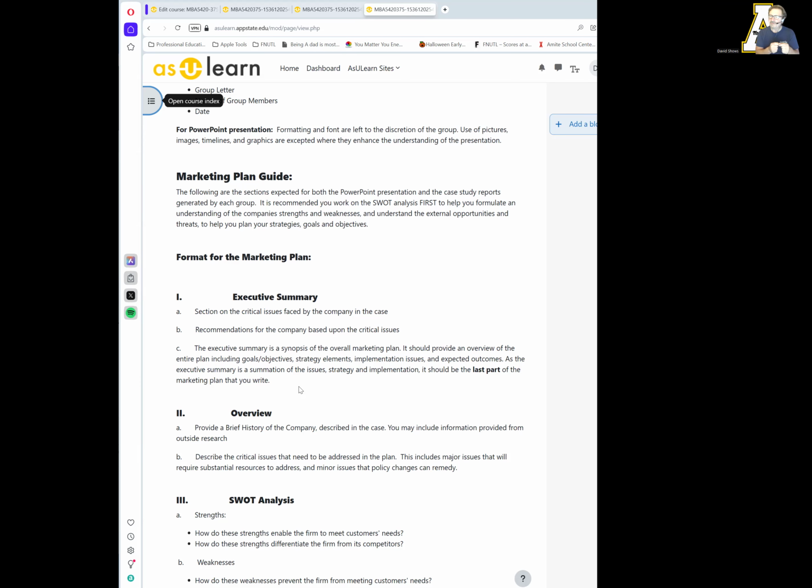The executive summary is a synopsis of the overall marketing plan. It should be an overview of the entire plan, including goals and objectives, the strategy, the implementation, and the expected outcomes. Because the executive summary is a summation of the issues and the strategy, it should actually be the last thing you ever write. So think of that one slide at the beginning that is the executive summary, and you're going to basically come up with everything right there on that first slide.